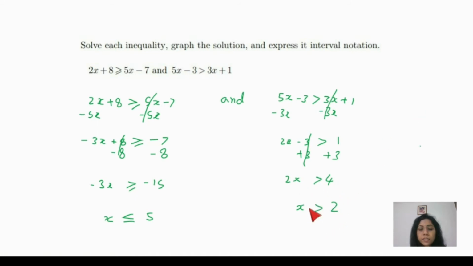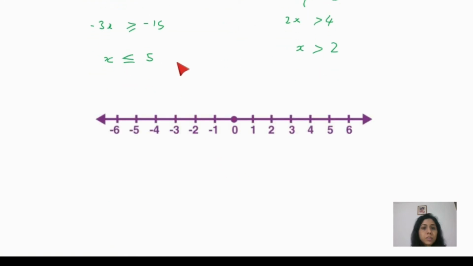Here the inequality sign doesn't change because we are dividing by a positive number. Okay. Here it changes because we divide by a negative number. Now these two inequalities we can represent on a number line.